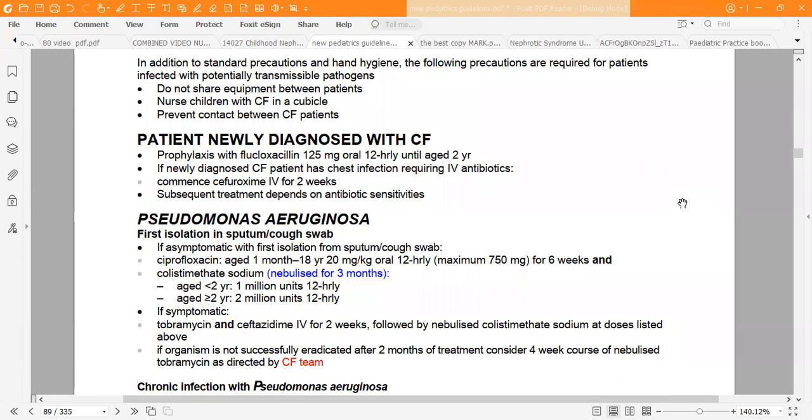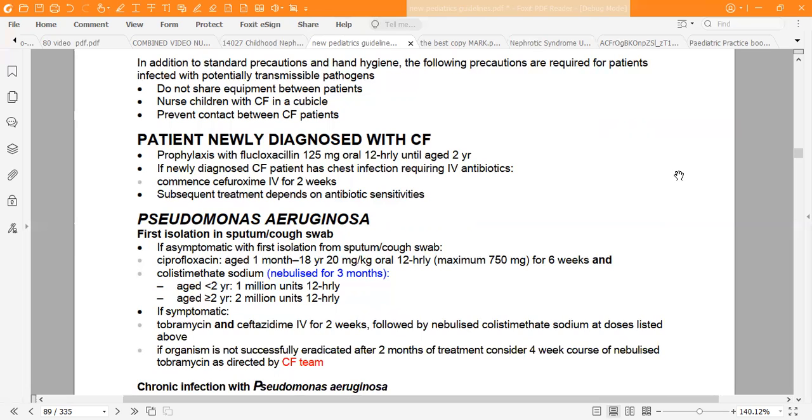Okay, so here we have different categories of treatment. If you have a patient newly diagnosed with cystic fibrosis, you will have to start, after discussion with the cystic fibrosis team, prophylaxis with flucloxacillin 125 milligram orally every 12 hours until the age of 2 years. Okay, so this is the first step. If a newly diagnosed cystic fibrosis patient has a chest infection requiring IV antibiotic, you will start cefuroxime IV for 2 weeks.